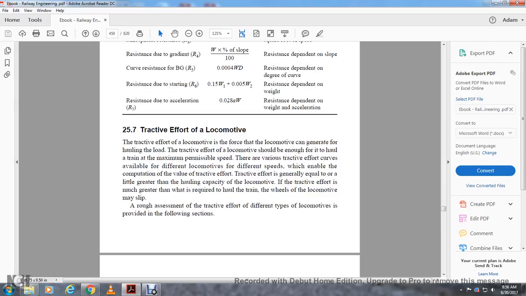Part 25.7. Tractive effort of the locomotive. Tractive effort is the force the locomotive can generate while hauling the load. The tractive effort of the locomotive should be enough to haul the train at the maximal permissible speed.